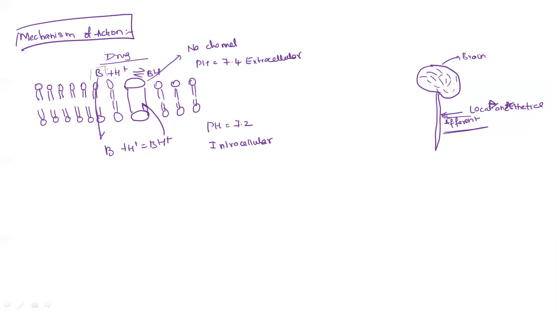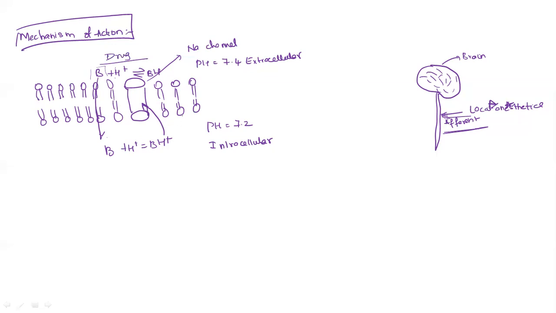So you can ask, why can't the drug just directly block the sodium channel from outside, right? It does not happen so. The drug needs to be charged in order to act, but first the drug in the non-charged form enters the membrane and then acquires a little bit of charge inside. The pH inside is a little bit acidic. Once the drug is charged, it then goes and blocks the sodium channel from inside.